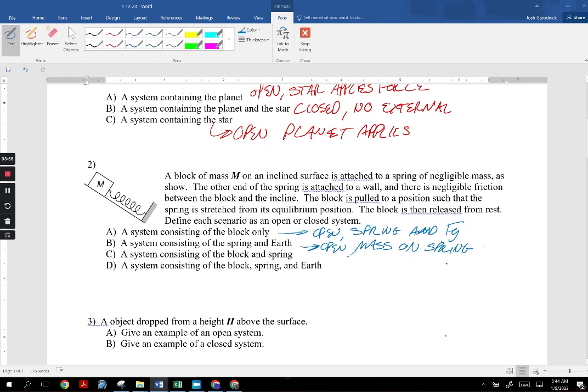If it's only the block and the spring, that is also open because Fg acts on that system, the force of gravity. So if you take into account the mass, the spring, and our planet, which I just drew there as a weird circle, that is a closed system. Since all forces are internal to the system, or there are no external forces acting on the system. It's that simple.